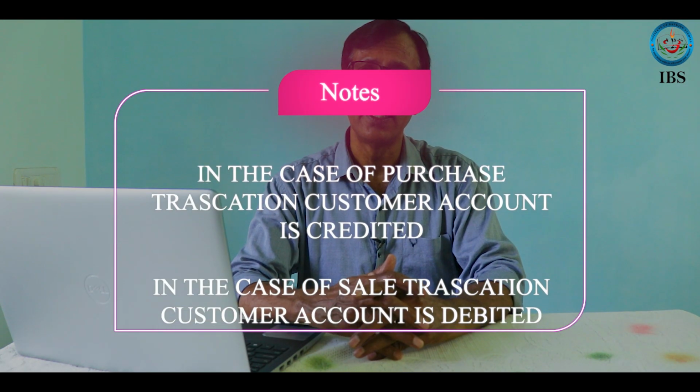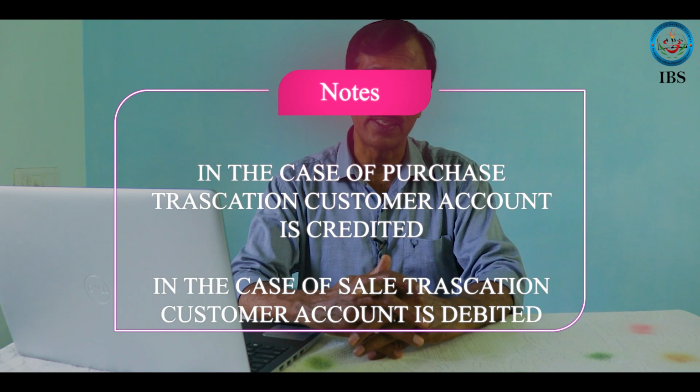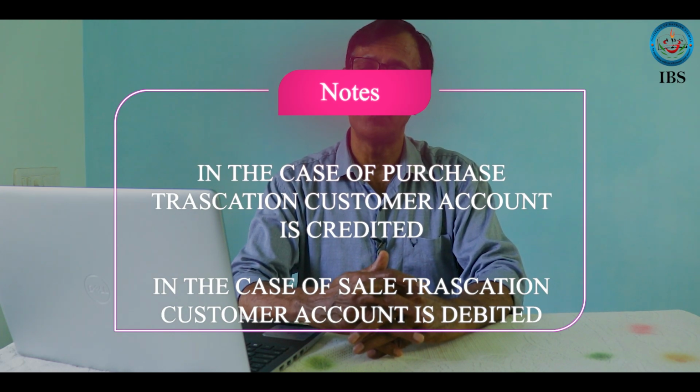So in the case of a sale transaction, the customer's account is debited. In the case of a purchase transaction, the customer's account is credited. So this is the clarity. You have to be very clear whether a particular transaction is a purchase transaction or a sale transaction.